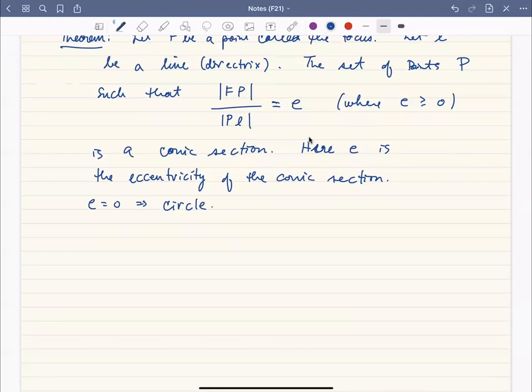If E is positive but less than 1, it turns out that we get an ellipse. If E is equal to 1, then think about what that says. The ratio of the distance between the focus and the directrix is equal. That's exactly what we get when we have a parabola. And if E is greater than 1, then we get a hyperbola.